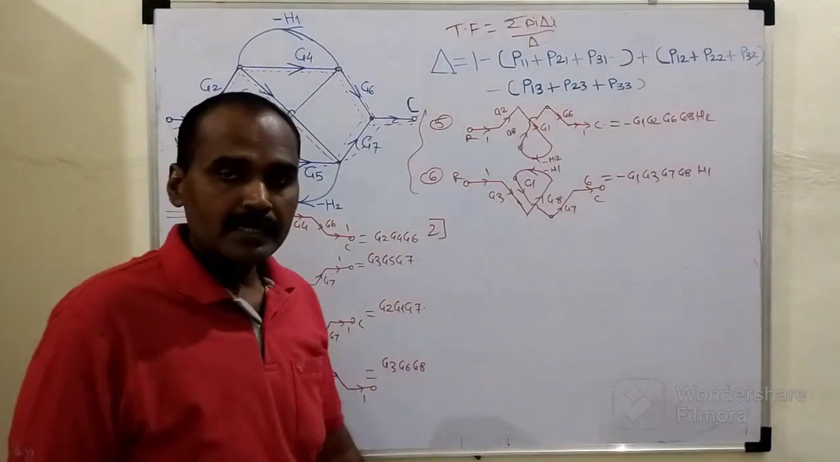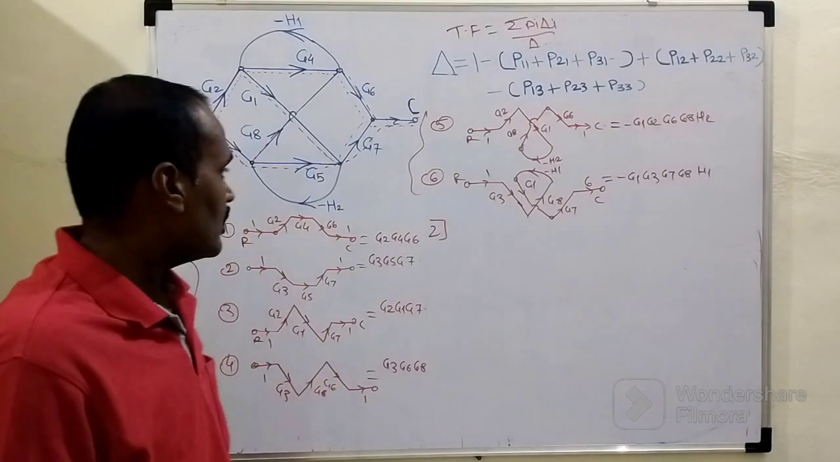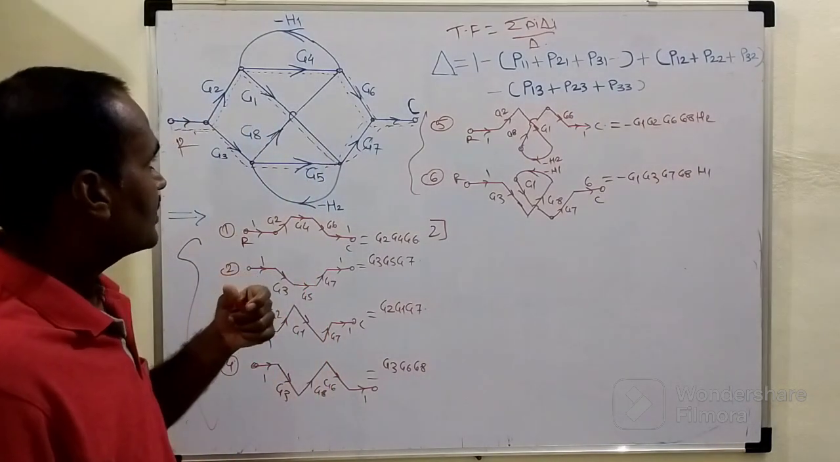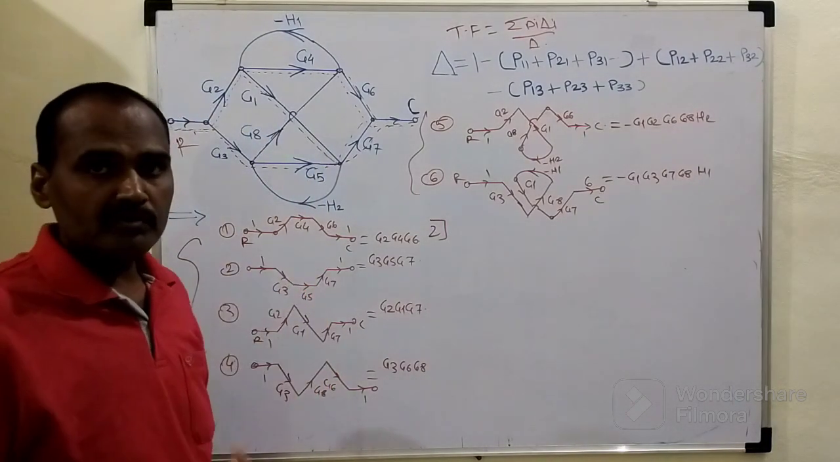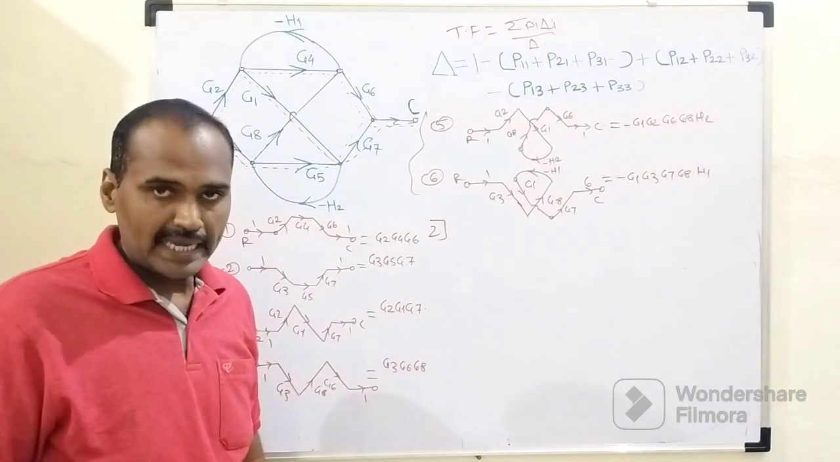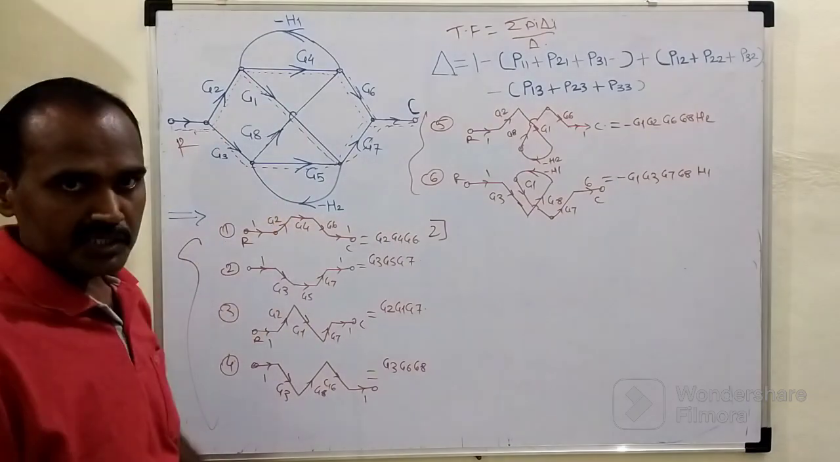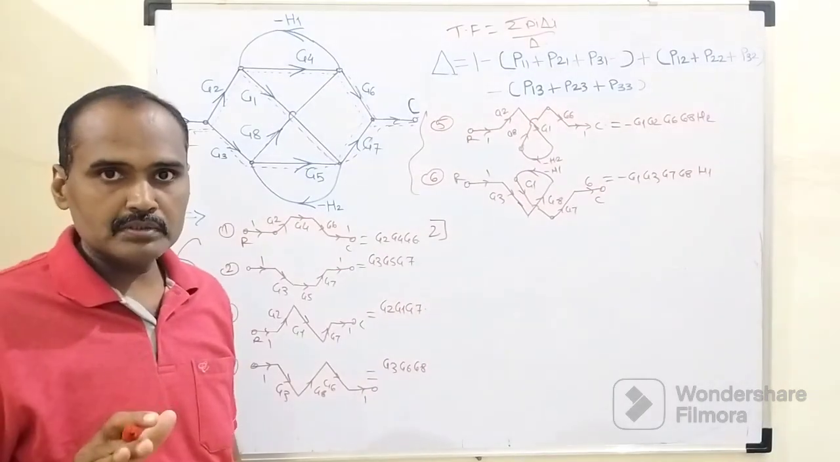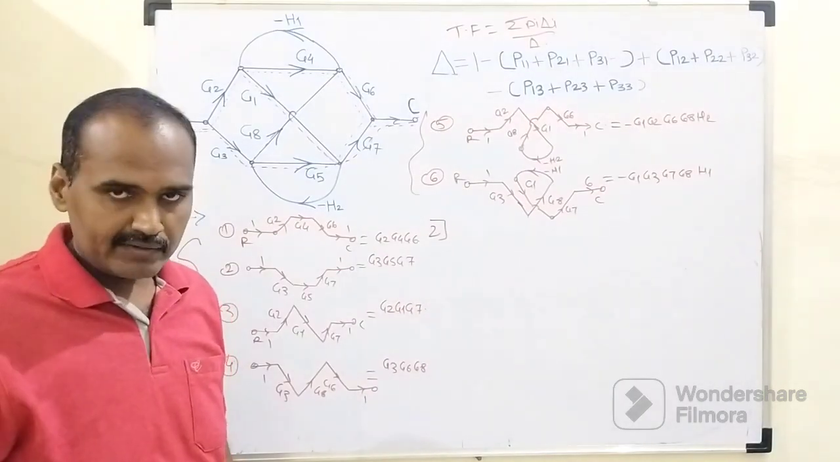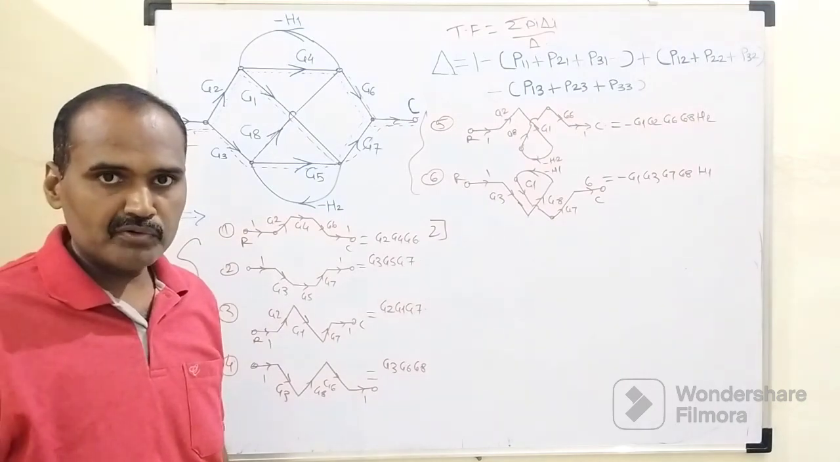Okay friends, so welcome back. In that next step, we need to determine how many loops we have. First of all, we need to observe how many feedback elements we have. There are two feedback elements, H1 and H2, so at least there are two loops, right? Apart from these two loops, one more loop is present in the signal flow graph representation.